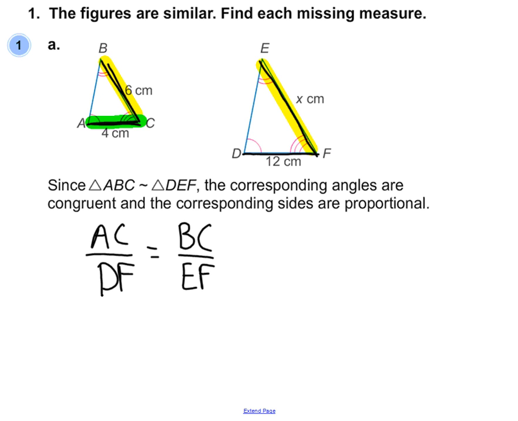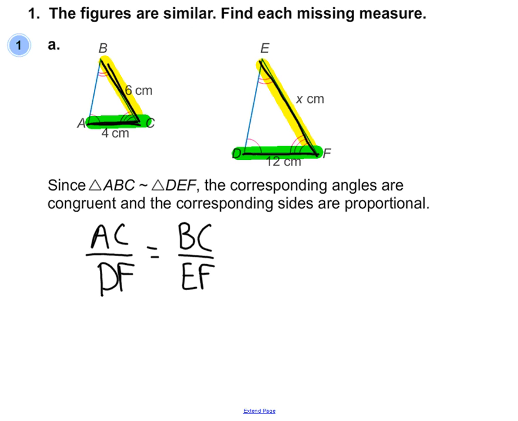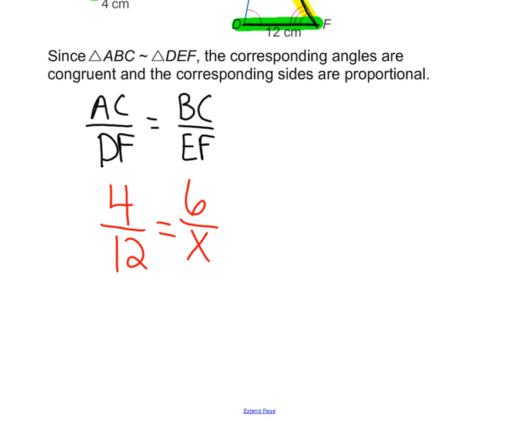All right. So now what we're going to do is substitute any values that we know, and any ones that we don't know, we are going to write an X for it. So we know that AC is 4. We know that DF is 12. BC is 6. And then EF, we really don't know what that is, so we're just going to call it X.